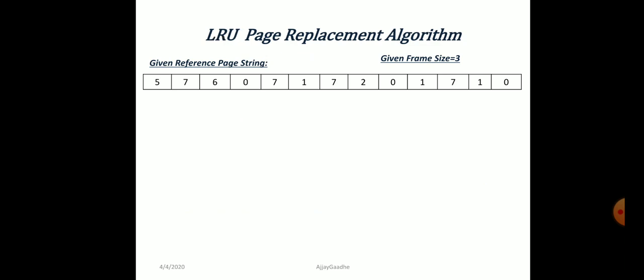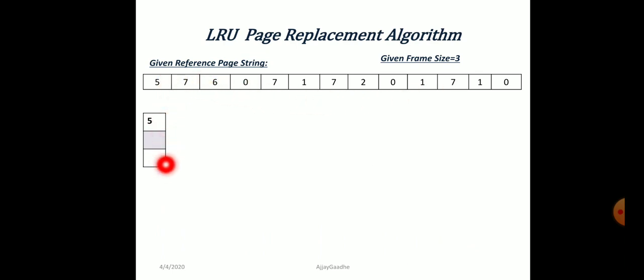Same example here we are going to see using the LRU algorithm. The frame size is fixed, it is 3, and the reference string is also the same. The length of the reference string here is 13. In LRU, now the frame size here is 3, so the first requested page is 5.